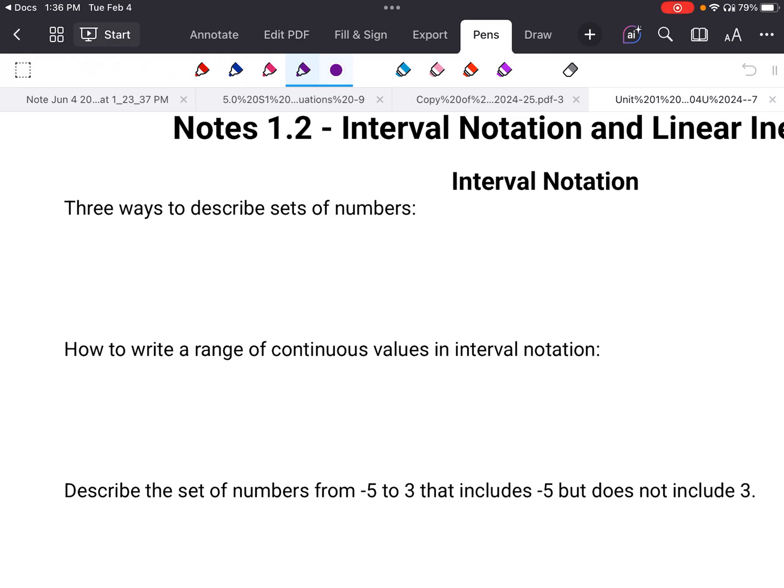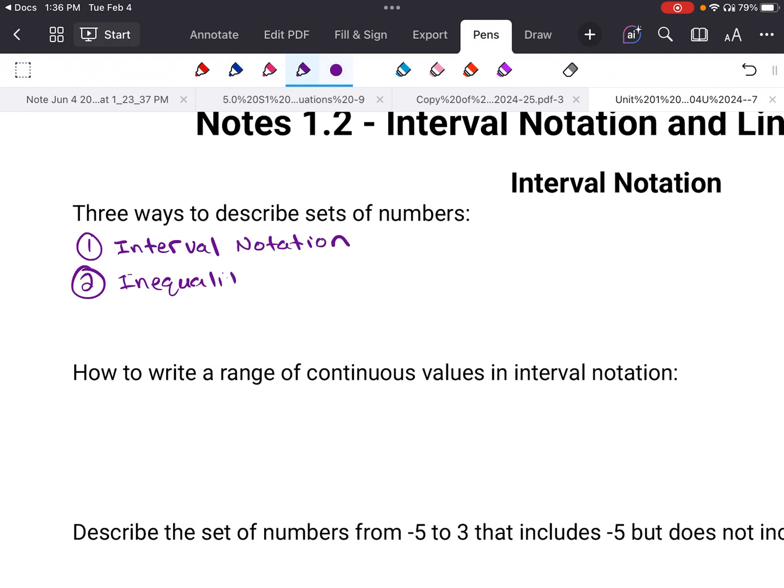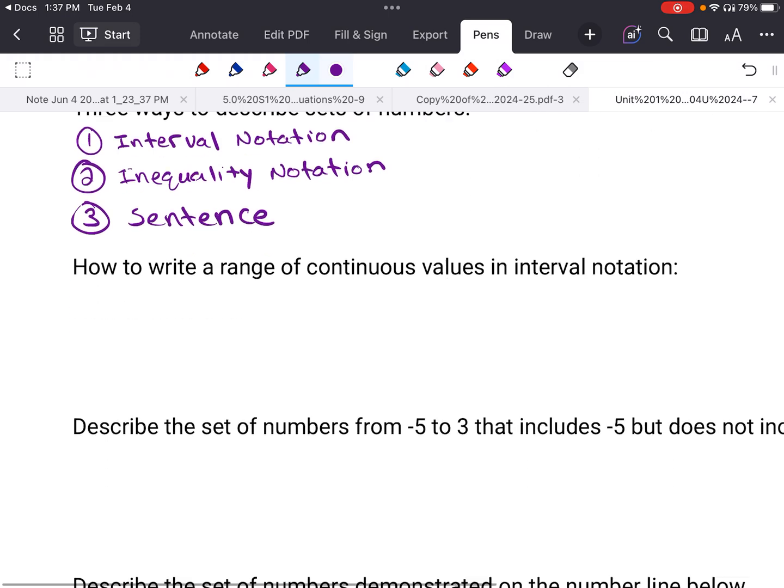First, there are 3 ways to describe a set of numbers. So those 3 ways are interval notation, the second one is inequality notation, and the third just being a regular sentence. So writing it out in words.